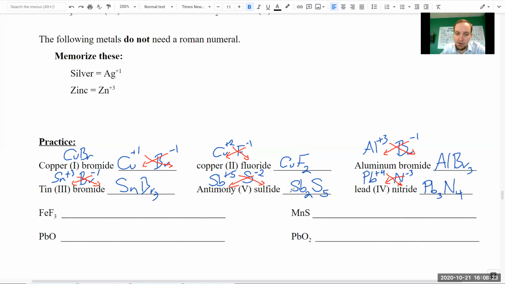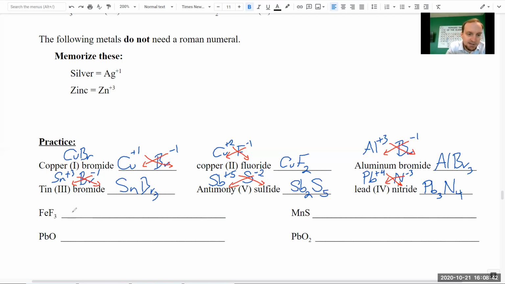Again, those are not reducible because 3 and 4 are not divisible by each other. Same thing with the antimony 5 sulfide. Those are not reducible. So Sb2S5 and Pb3N4 are the smallest possible ratios. Okay, going the opposite direction. Now we need to go into the name, Fe3F.